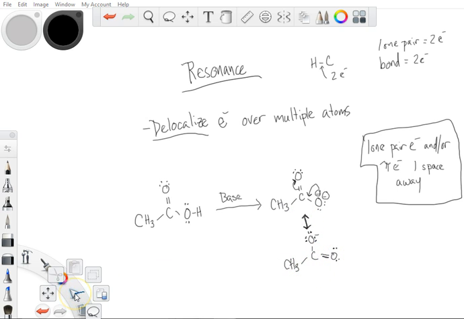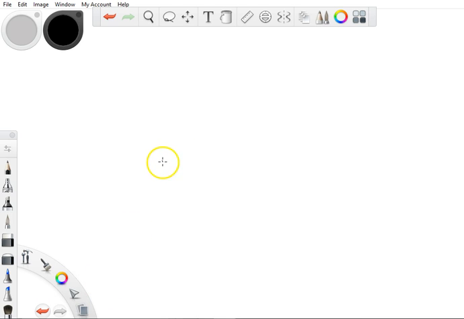So I'm going to clear this and show a little bit of a better representation. All right, I have this, which would be the deprotonated form of the acetic acid.